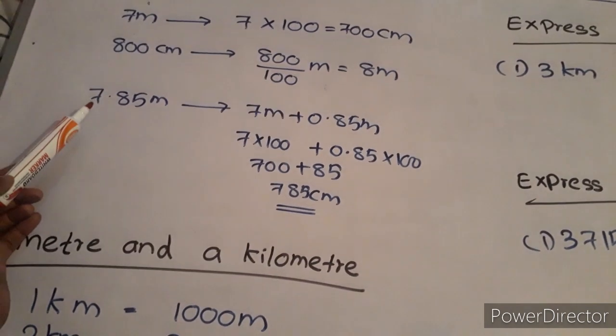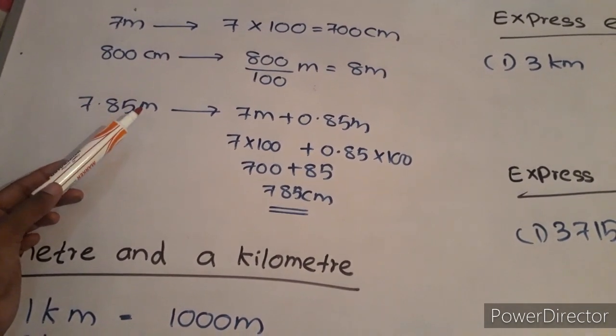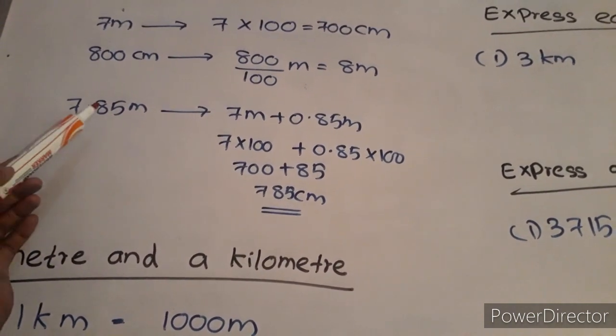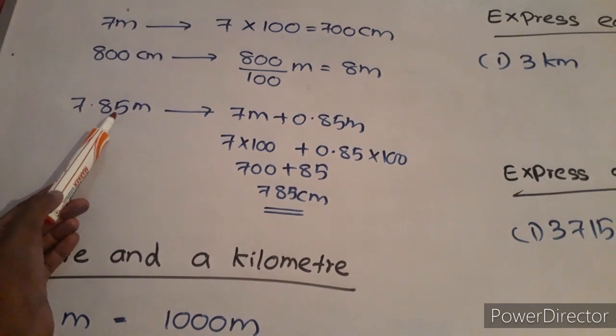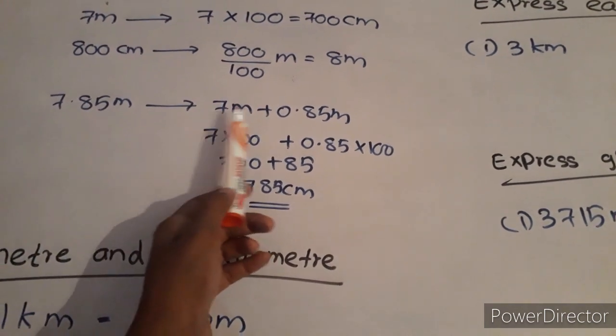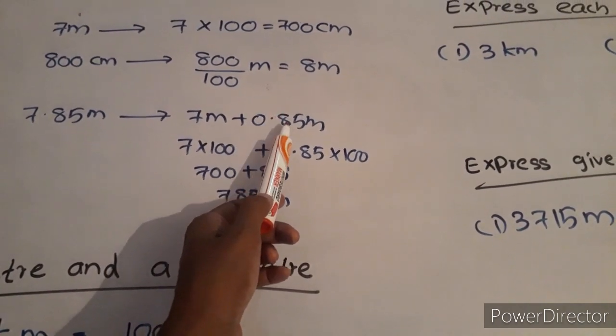Okay. This example, 7.85 meters. So this part is a decimal part. We can separate it like that, 7 meters plus 0.85 meters.